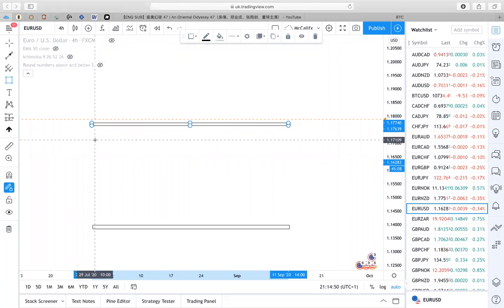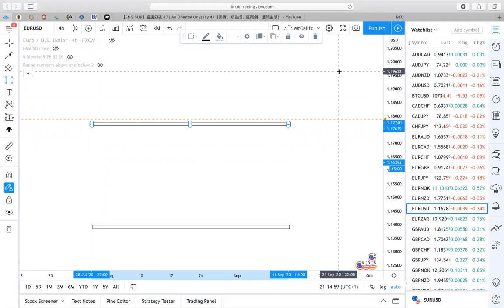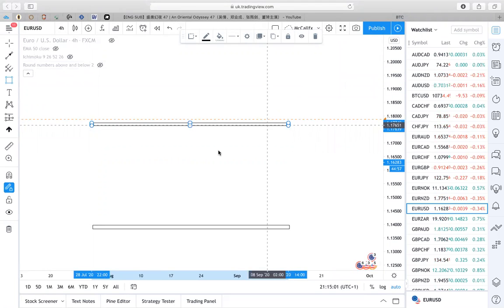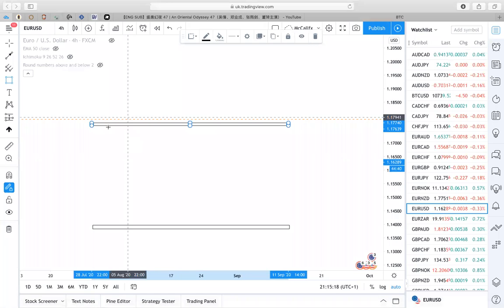And this is going to be my resistance, right? I have my resistance right here. All right. So this line is going to be my resistance, right? This line is going to be my support.